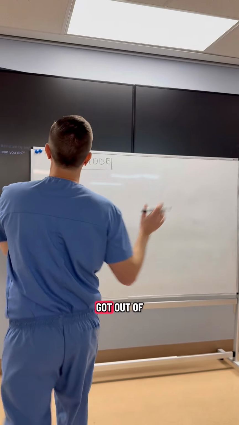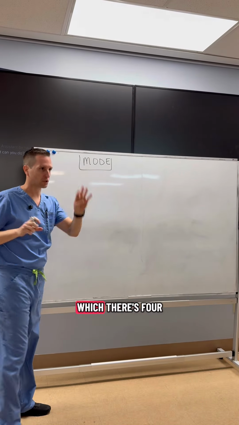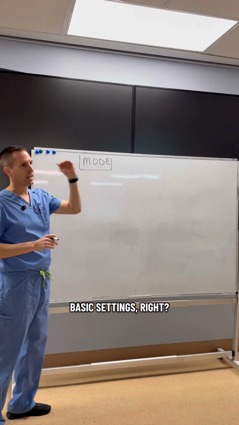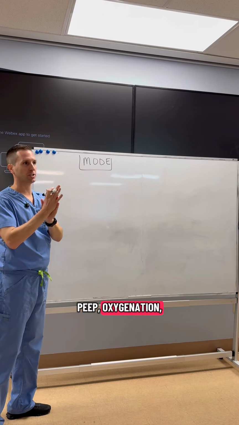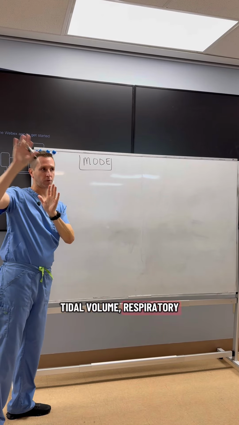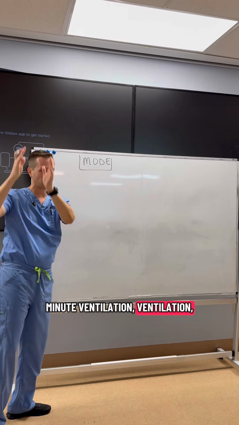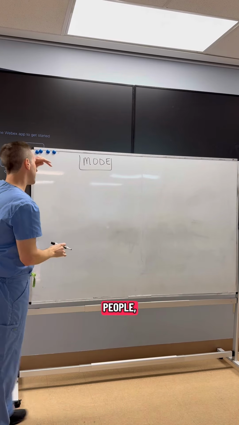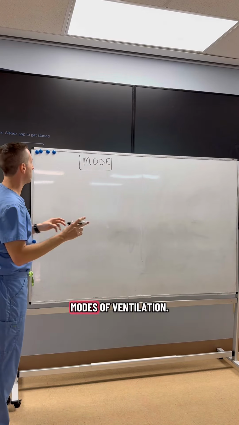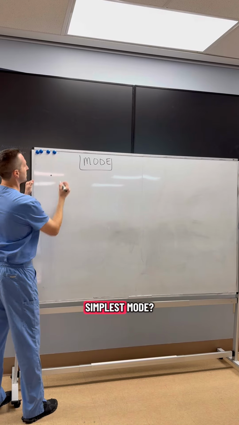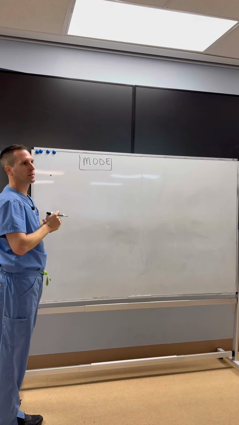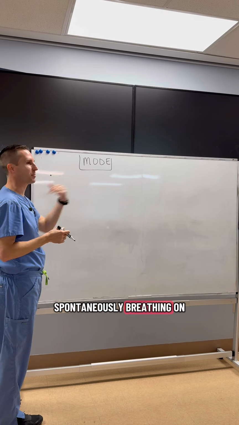All right, so we got out of the way the different settings, which there's 4 basic settings, right? FiO2, PEEP, oxygenation, tidal volume, respiratory rate, minute ventilation, CO2, O2. But people, I think, get overwhelmed with the modes of ventilation. What do you think is the simplest mode? So what if a patient's just spontaneously breathing on their own?